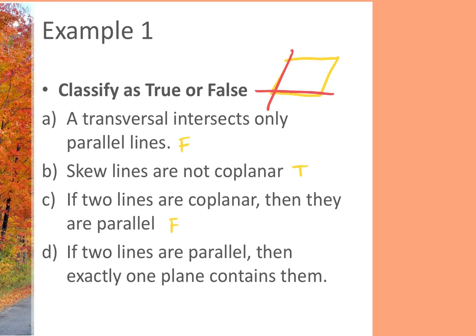And D says if 2 lines are parallel, then exactly one plane contains them. True or false? True. That would be like having 2 points on a line and then a point not on the line, right? That would say exactly one plane contains them. Questions on those?